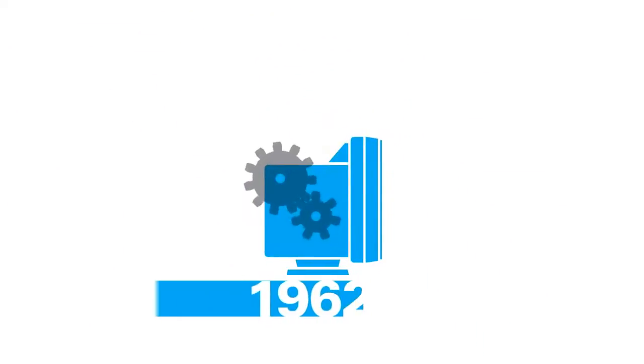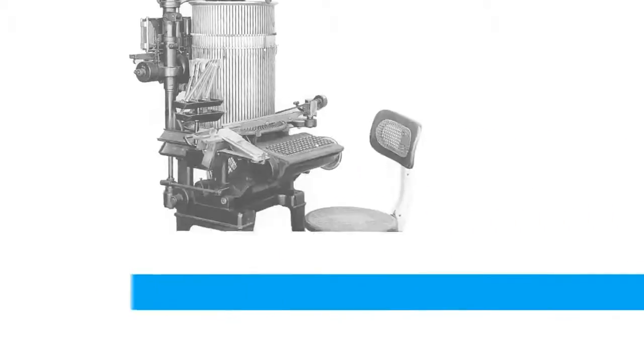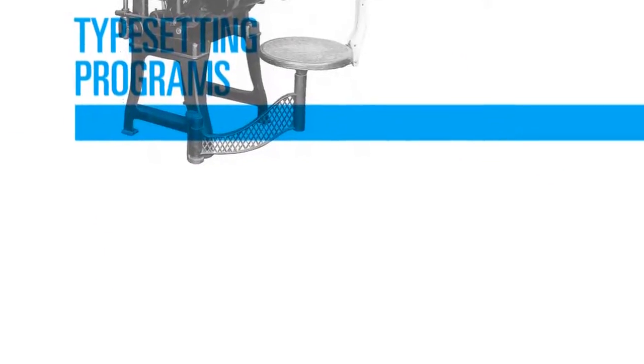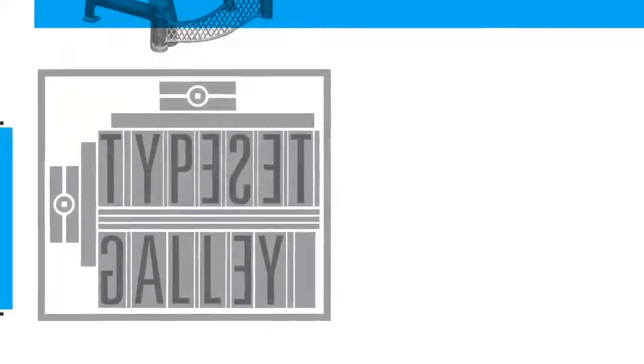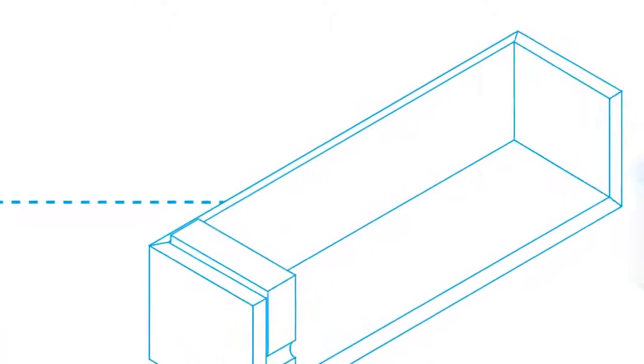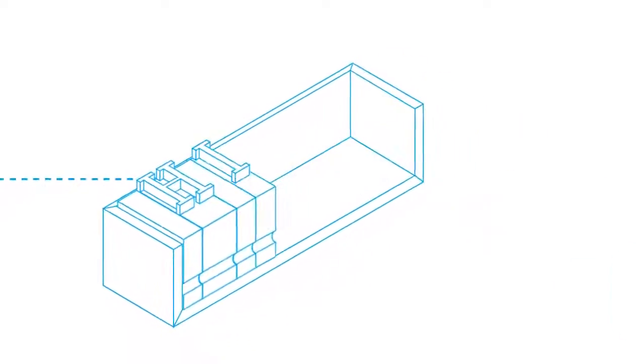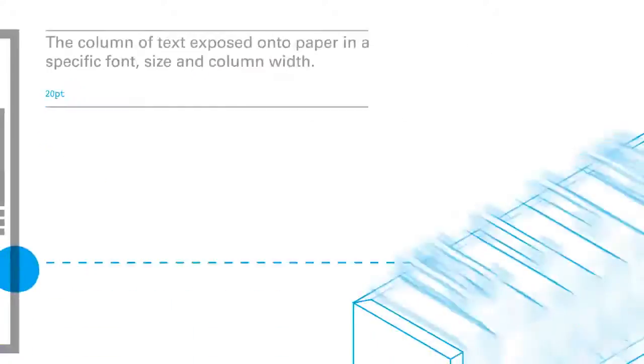In 1962, it was discovered that a computer could drive a typesetting machine, and typesetting programs were born. The conceptual model of these programs is the typeset galley, that is, the column of text exposed onto paper in a specific font, size, and column width.